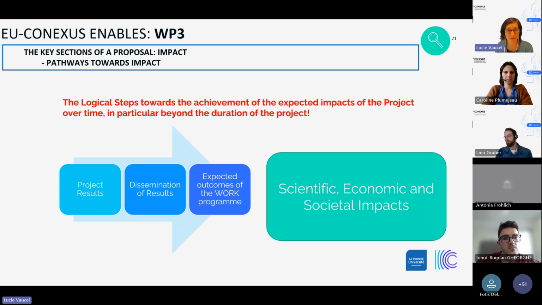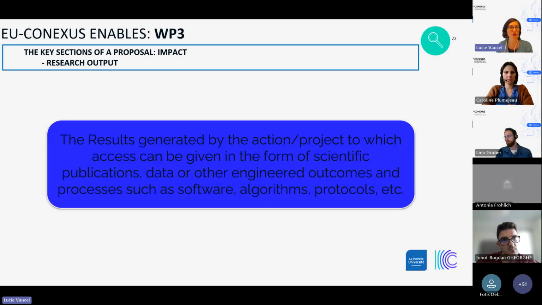Let's see more precisely what's behind those terms. First, let's look at what is the research output. Research output basically refers to the results generated by the action of the project to which access can be given in the form of scientific publications, data, or other engineered outcomes and processes such as software, algorithm, protocols, etc.